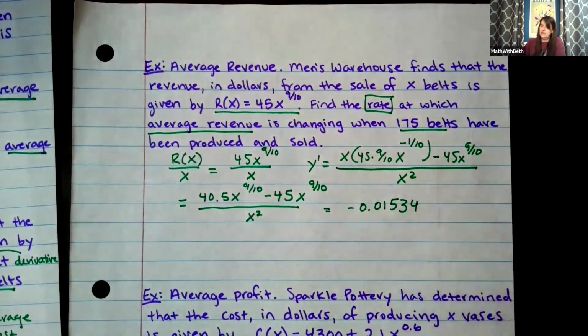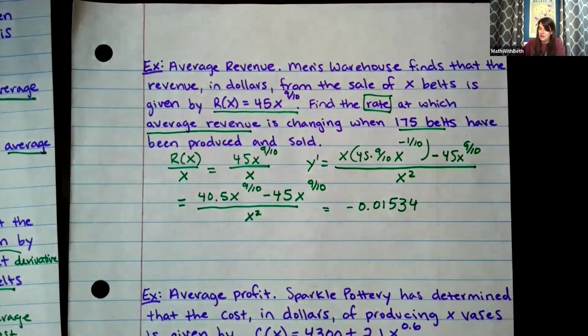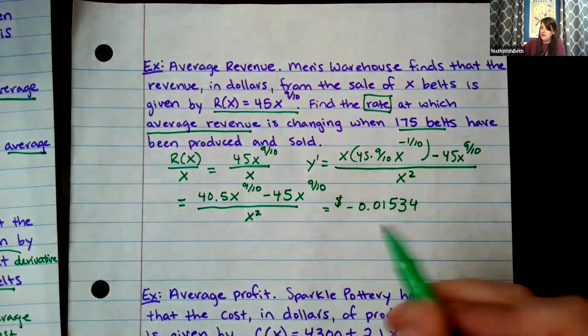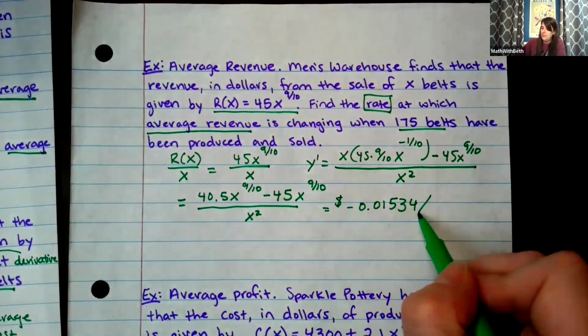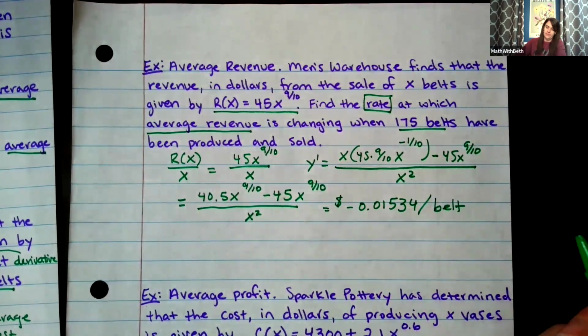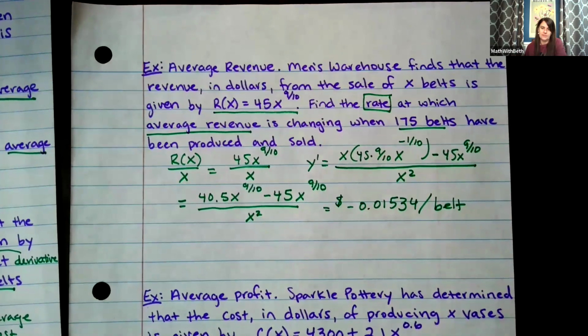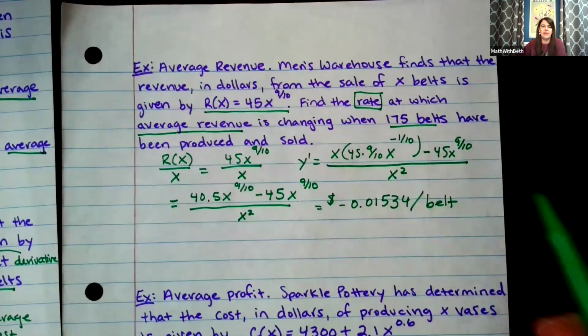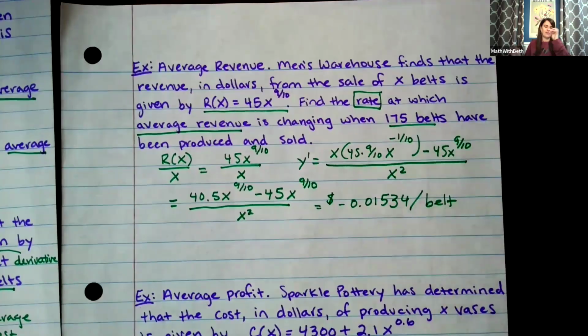Again, it depends on what we're rounding to, but because it's a rate, it's this much money per belt. So basically, the more belts we make, we're actually losing more money. So there's probably a perfect amount of belts that we should make to make the most amount of money.